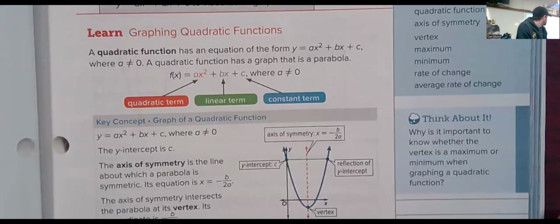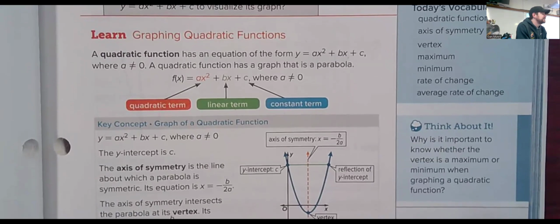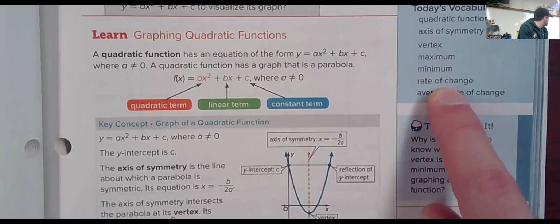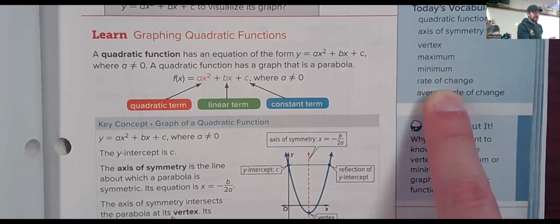We got some vocab: quadratic function, axis of symmetry. We've seen that already with absolute value functions. Parabolas have them too. Vertex, we've seen that before as well. Maximum, minimum, we've seen those things before. Rate of change. What's another way of saying rate of change? Who said slope? Yeah, slope.